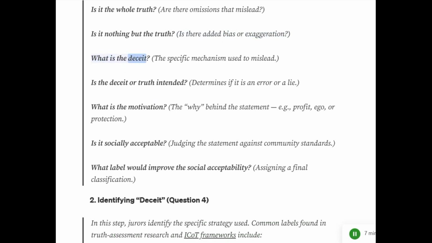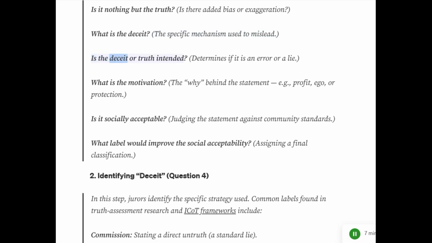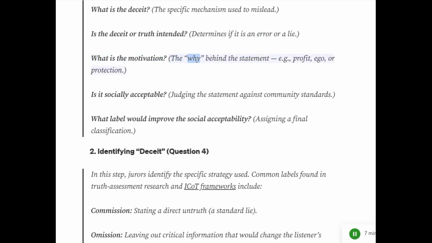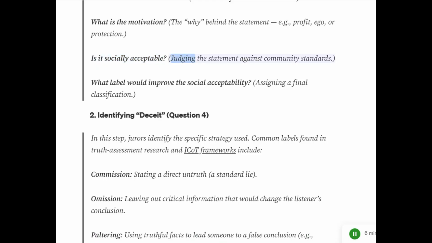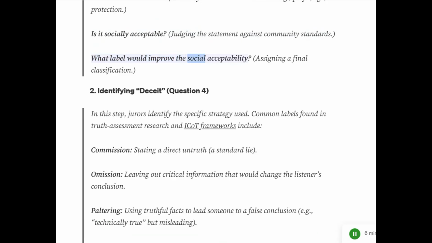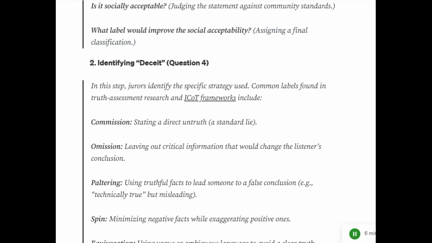What is the deceit? The specific mechanism used to mislead. Is the deceit or truth intended? Determines if it is an error or a lie. What is the motivation? The why behind the statement, for example, profit, ego, or protection. Is it socially acceptable? Judging the statement against community standards. What label would improve the social acceptability? Assigning a final classification.